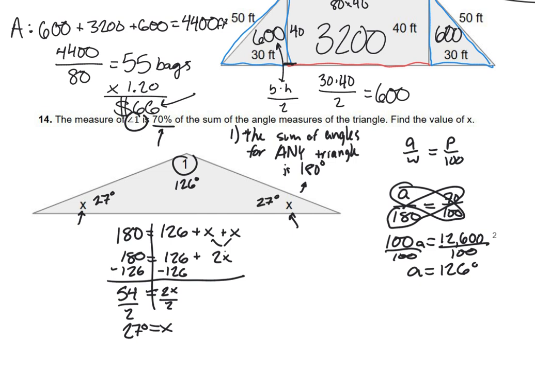Right? If I wanted to check, I could add all of these back up. 27 plus 126 plus 27, which indeed does equal 180. So we found our value of x being 27 degrees.